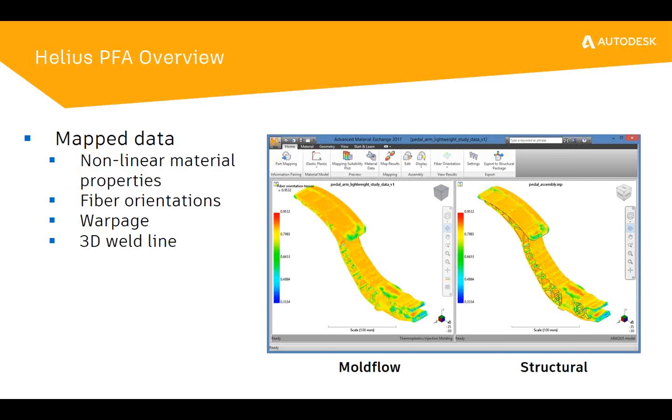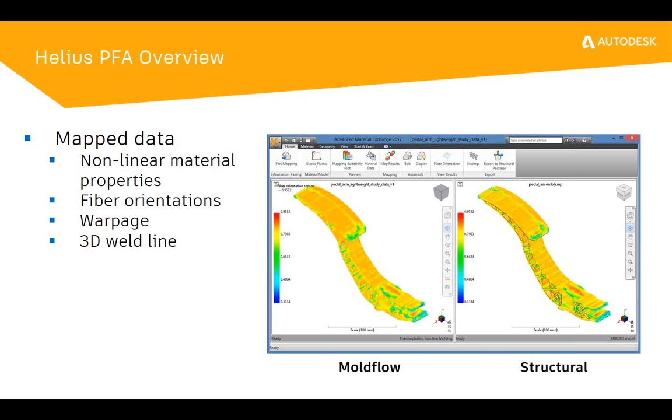We can also utilize this mapping process to map across residual strains, and this will allow us to do a warpage analysis within our FEA structural package. The warpage analysis will be very similar to the warpage analysis we can already do within Moldflow Insight, but it just gives us the additional flexibility to tailor our structural mesh and boundary conditions on our structural part so that we can see how the part will warp when it's constrained as part of an assembly or part of a fixed constraint environment.